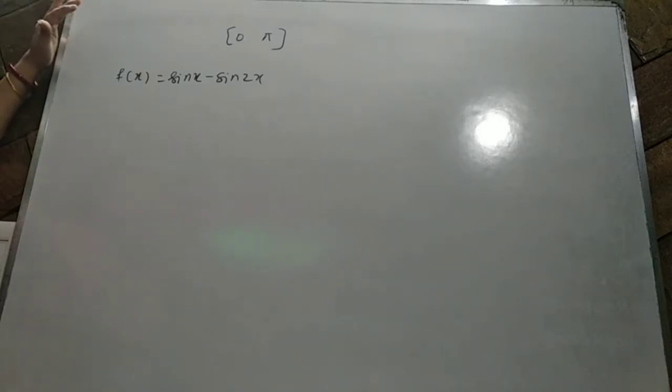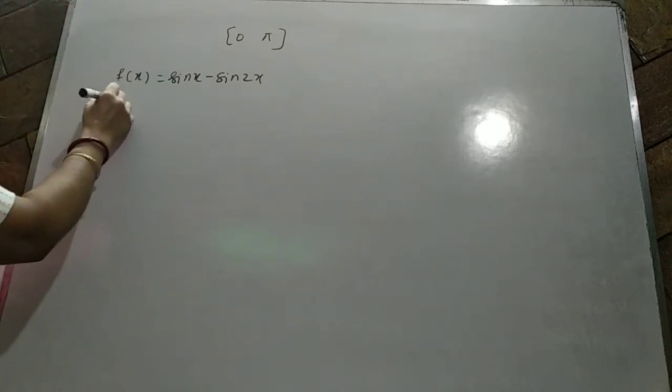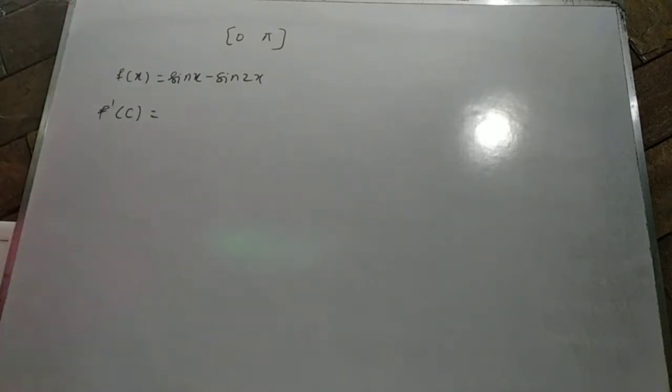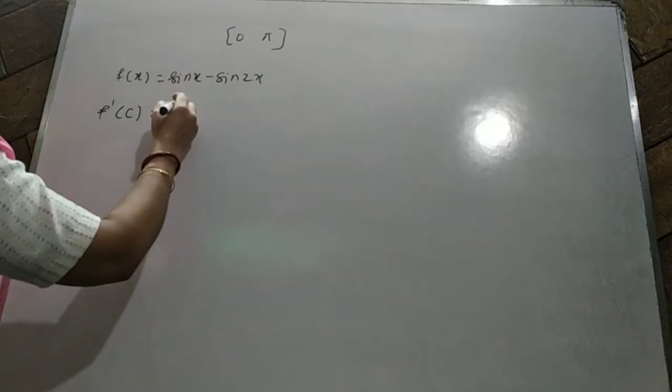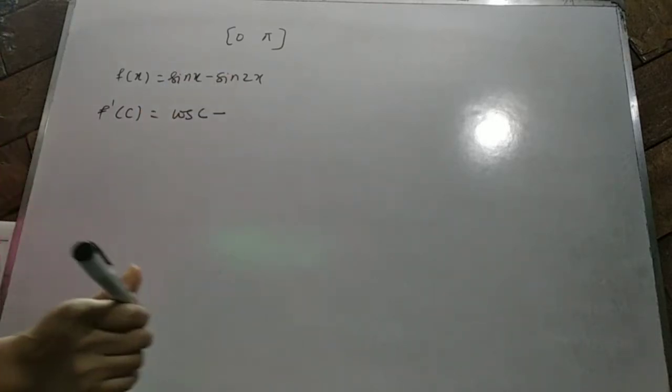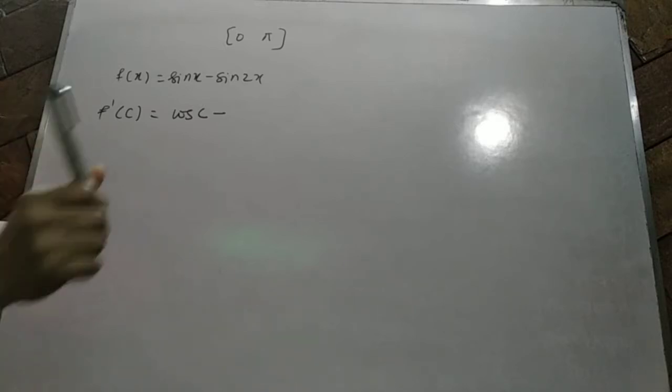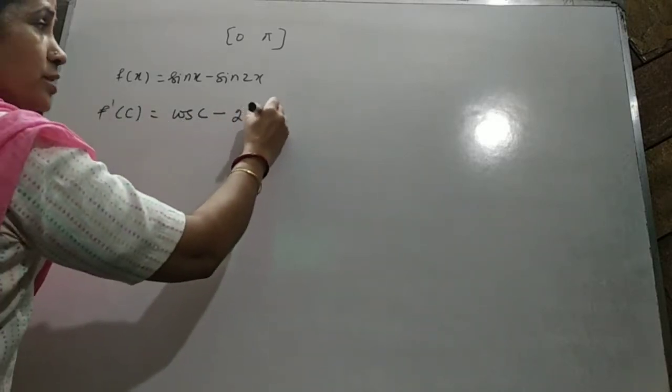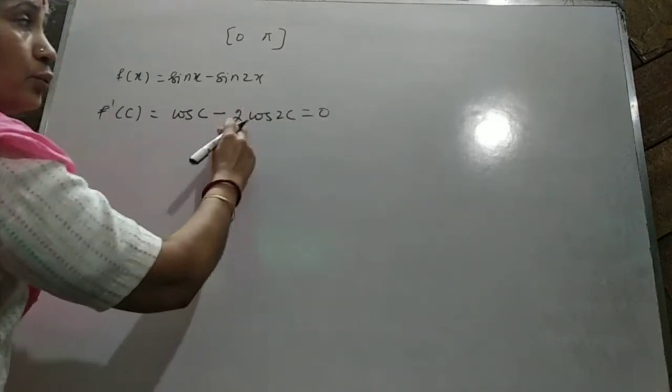f(0) equals f(pi), we got. That's why we have done Rolle's theorem. Now, when we find f dash of c, you have to go through that step. When we differentiate, sin x becomes cos c. Sin 2x we wrote as cos 2x, that is 2 cos 2c. Clear? 2 cos 2c.